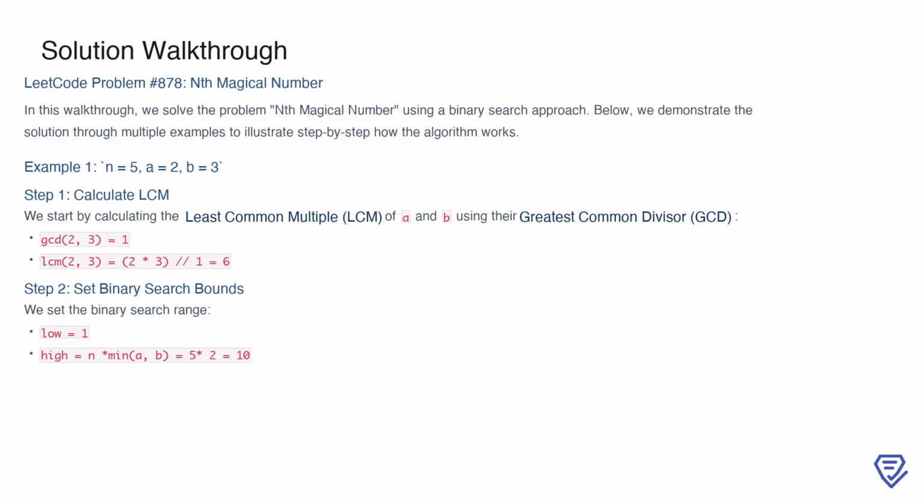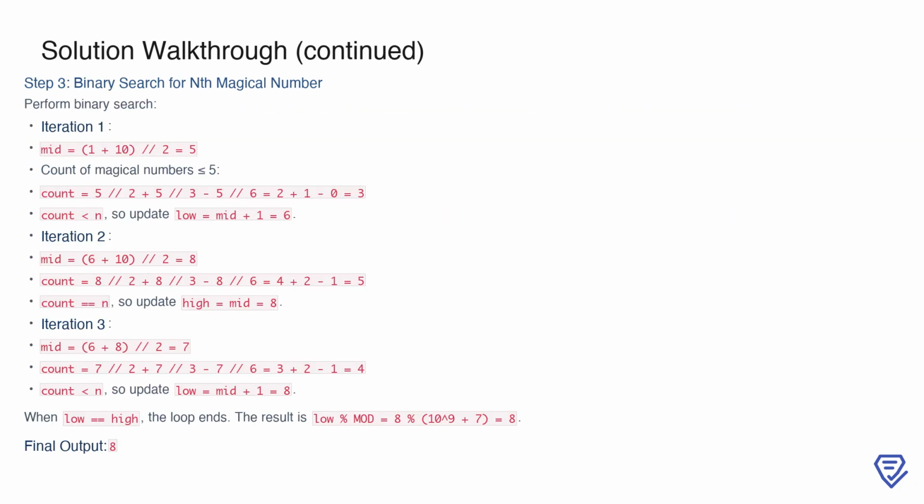The lower bound starts at 1, and the upper bound is computed as n multiplied by the smaller of A and B, which in this case is 5 times 2, giving us an upper bound of 10. Now, we perform the binary search to find the nth magical number. In the first iteration, we calculate the midpoint as the average of the current low and high bounds, which is 1 plus 10, divided by 2, resulting in 5.